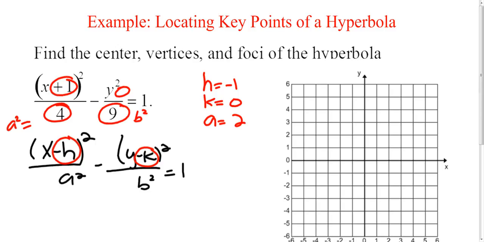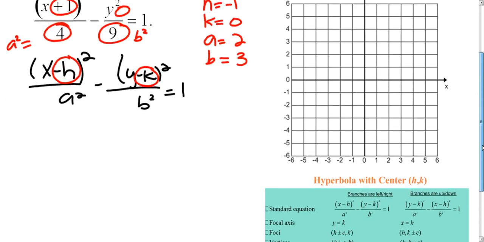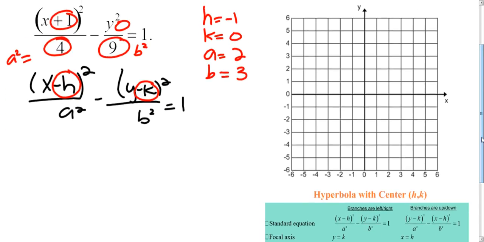This is b squared. So b squared is 9, which makes b 3. Okay, so I have all of that information. And with that, I have to find some things and use them. Okay, so here's what I'm going to start out with. I will start out with the fact that my center is (h, k), which in this case is (-1, 0). Okay, so I'm going to plot my point on that graph. My center is (-1, 0).